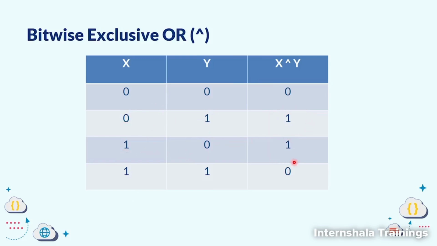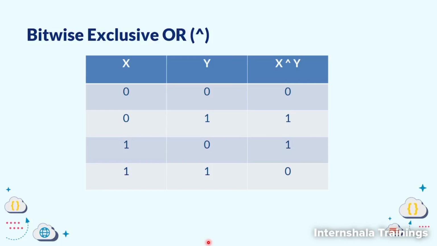So we are getting the resultant bit as 1. This means we can conclude that exclusive OR will give the result as 1 if both the bits are different, and it will give the result 0 if both the bits are same.